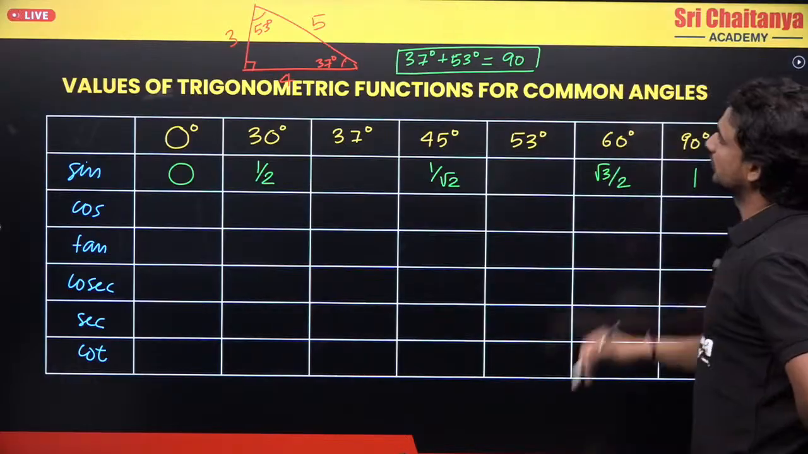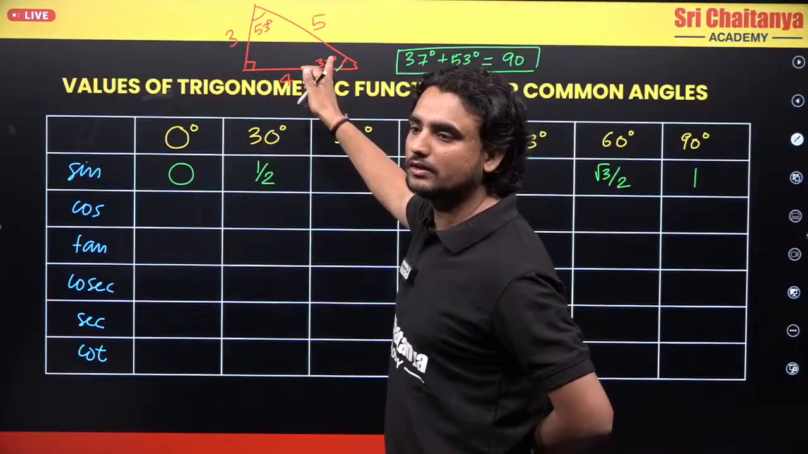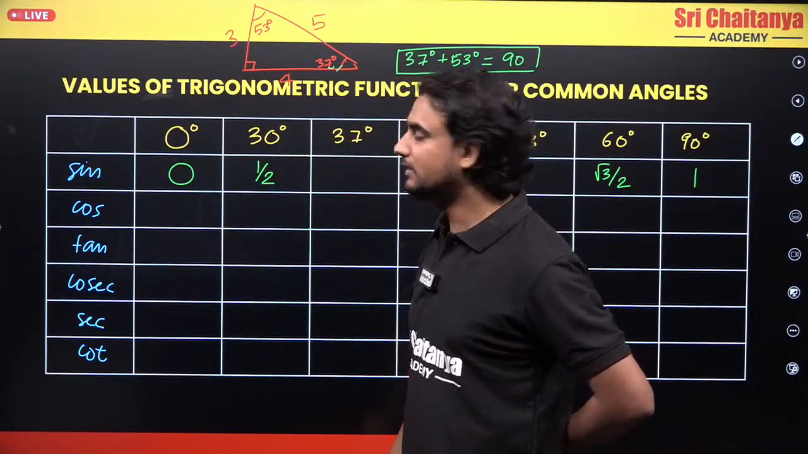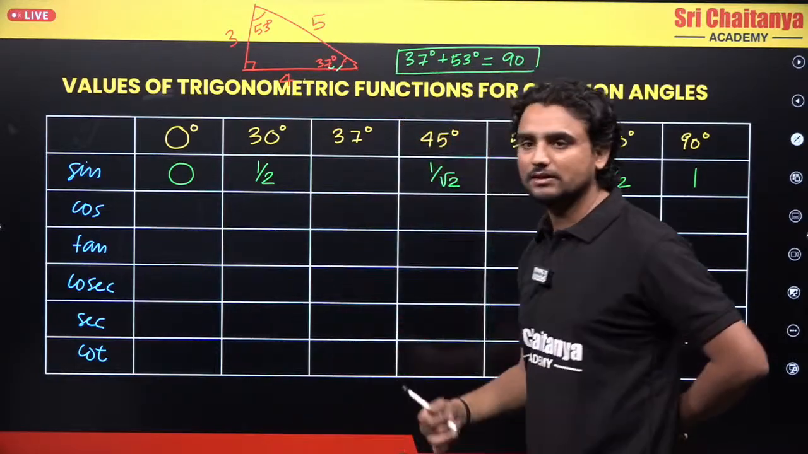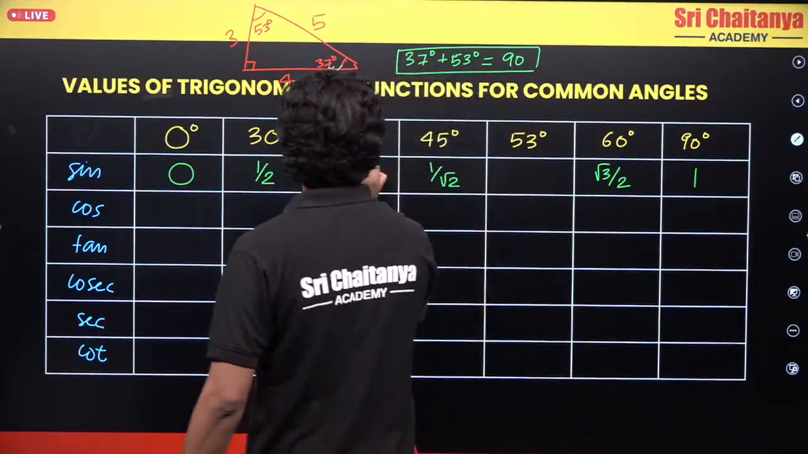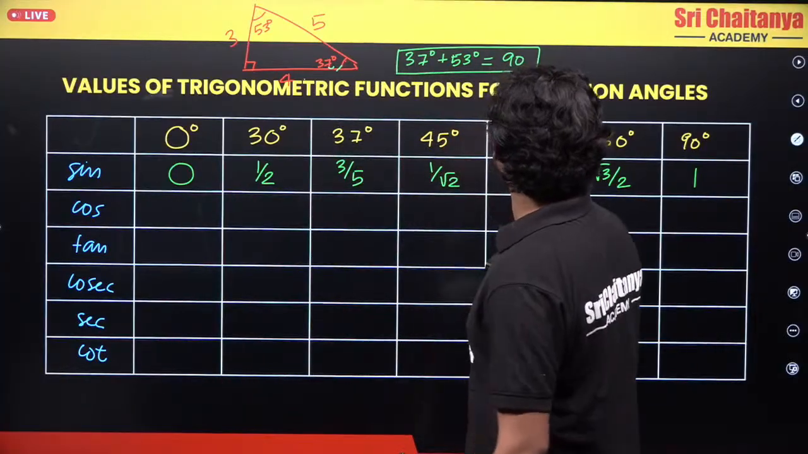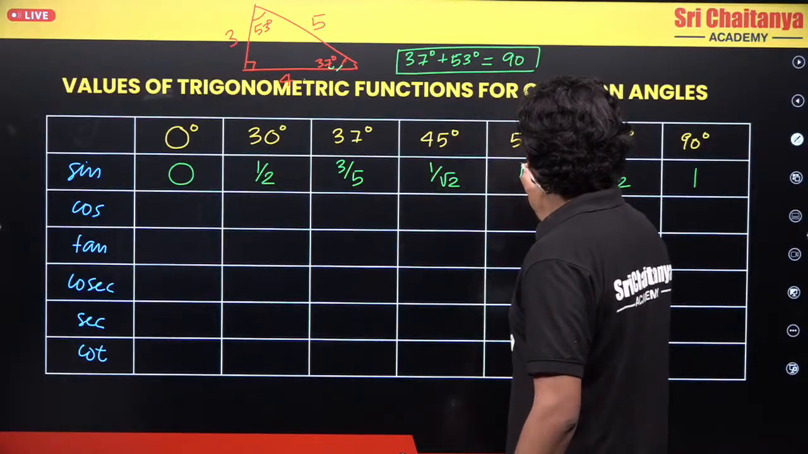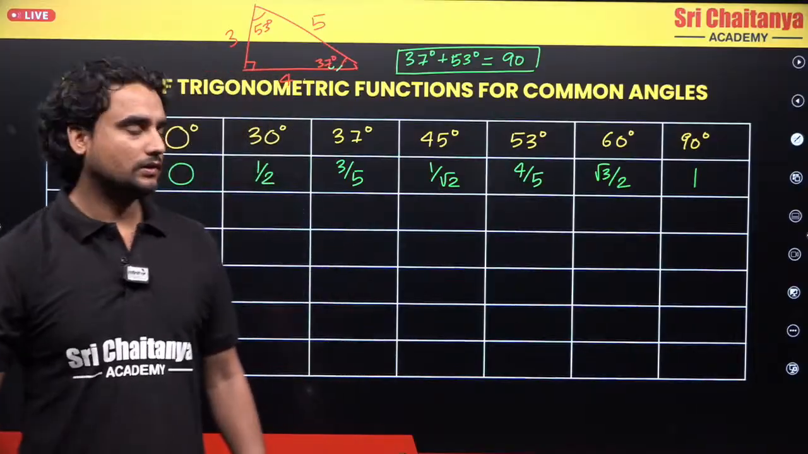So what is sine 37? I am talking about 37, right? For 37, what is the opposite? Opposite or perpendicular is this, and base is 4, and this is hypotenuse. So what is sine 37? Perpendicular upon hypotenuse, that is 3 upon 5. Similarly, what is for 53? For 53, this is my perpendicular and this is my hypotenuse. So this will become 4 upon 5. Okay, clear? Let's move forward.